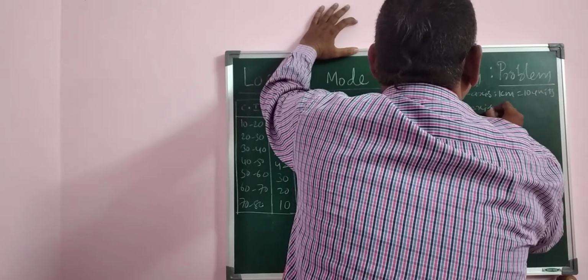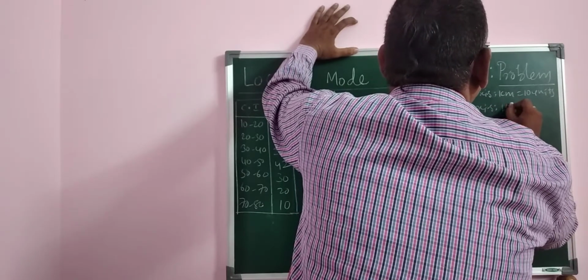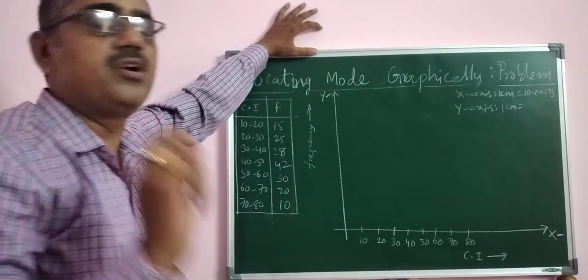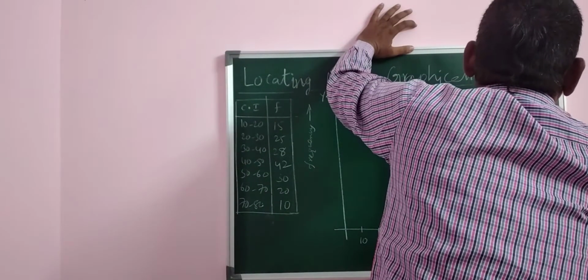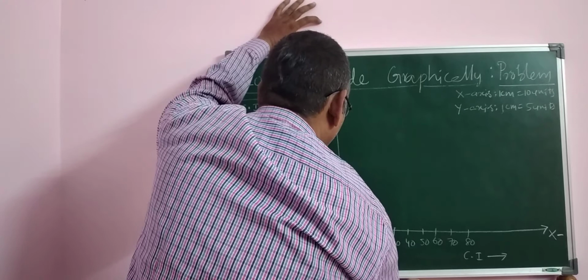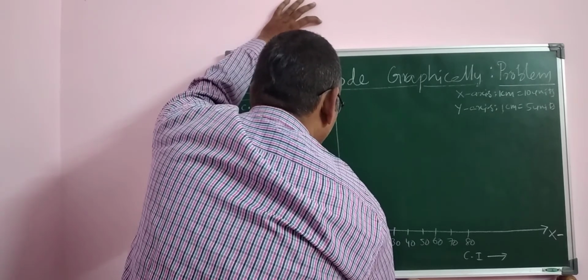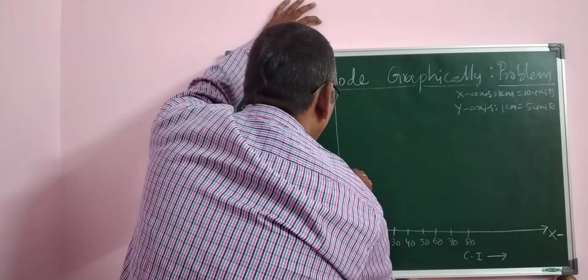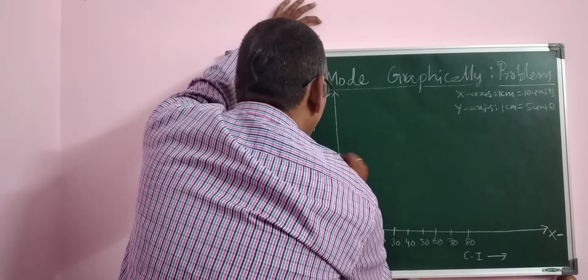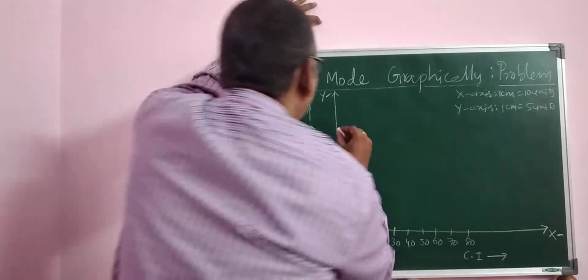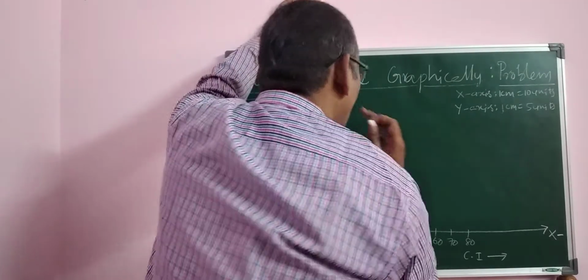Now on the y-axis, what is the scale? 1 centimeter is equal to... From the values here, the maximum value is 42, so I am considering 5 units for 1 centimeter. Therefore a total of 9 centimeters are required minimum. So it is 5, 10, 15, 20, 25, 30. Approximately I am trying to take a graph paper and draw the values here and locate the mode.